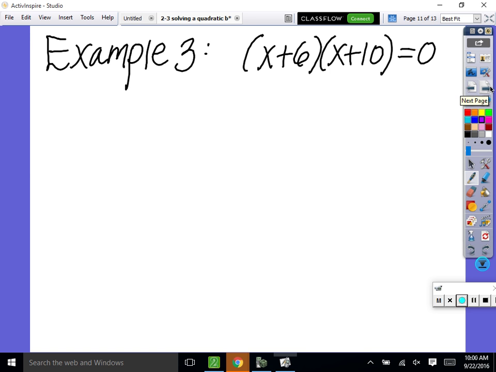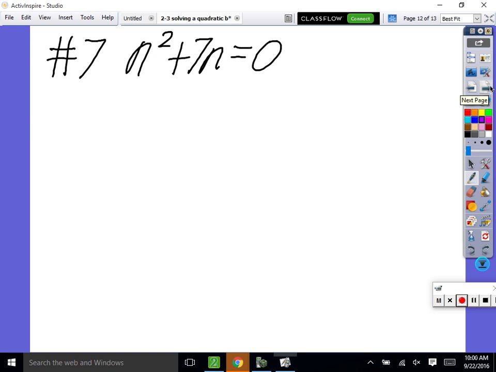So we do the same thing here. I'm not going to do another example. Okay, let's do number 7. Here we go. Number 7 on your worksheet. It says solve by factoring.